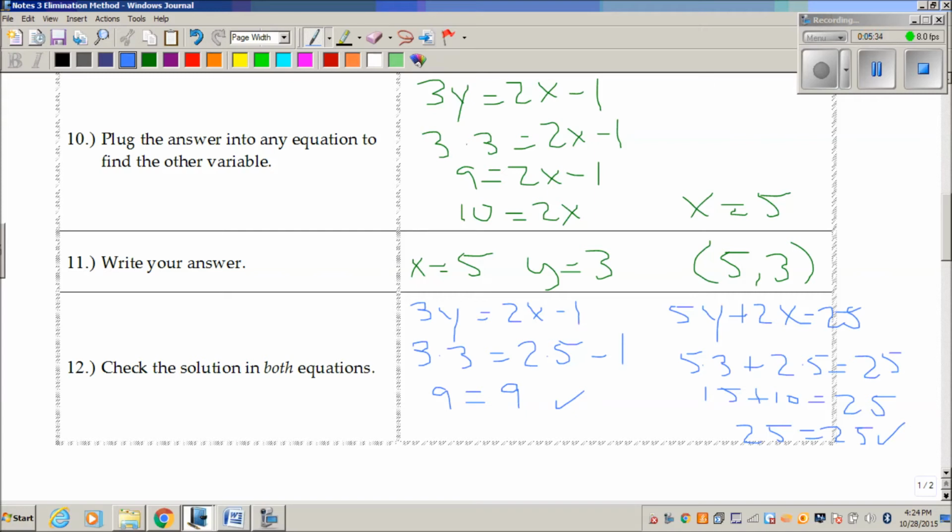So the idea behind elimination is you line up the variables, and hopefully something will cancel. So let's try one of the examples on the next page.